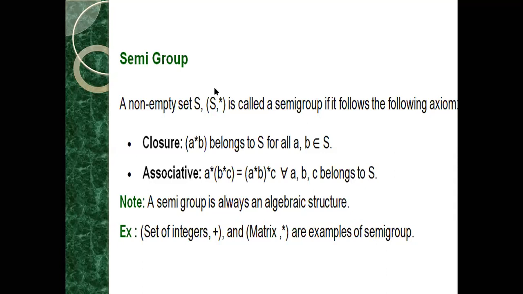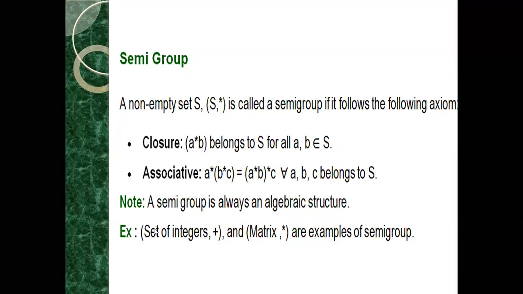So what is a semi-group? A non-empty set S together with the binary operation star is called a semi-group if it satisfies the following properties: closure and associativity. Closure means if A, B belong to S, then A star B belongs to S. Associative means if A, B, C belong to S, then A star B, star C is equal to A star B star C. A semi-group is always an algebraic structure.